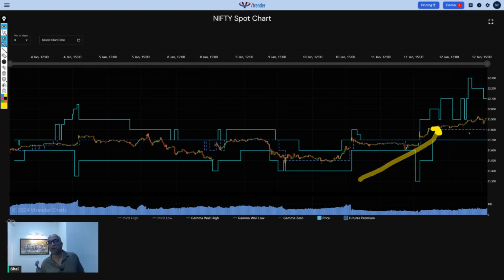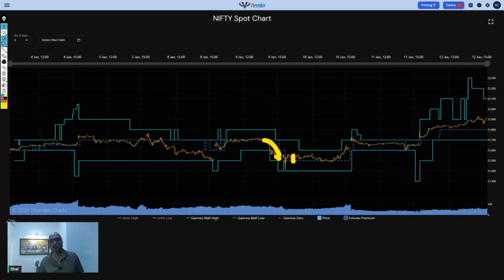The gamma zero, we've computed this number through a set of calculations, all based on the existing positions of traders in the market. But to put it in very simple terms, the market is said to be positive when it is above the gamma zero line. Like today, the gamma zero was 21,800, and the market stayed above 21,800. So you can adopt a positive bias. If it dips strongly below the gamma zero, you can expect some selling.